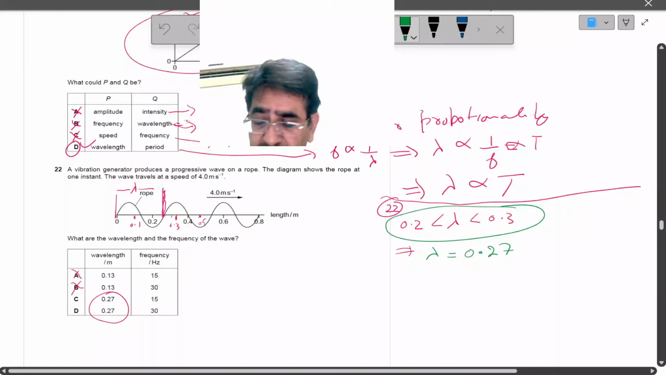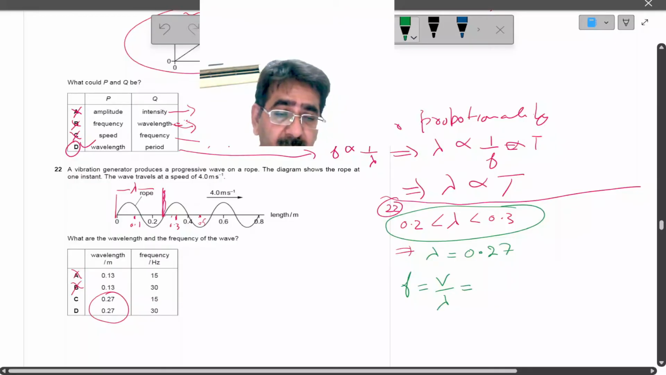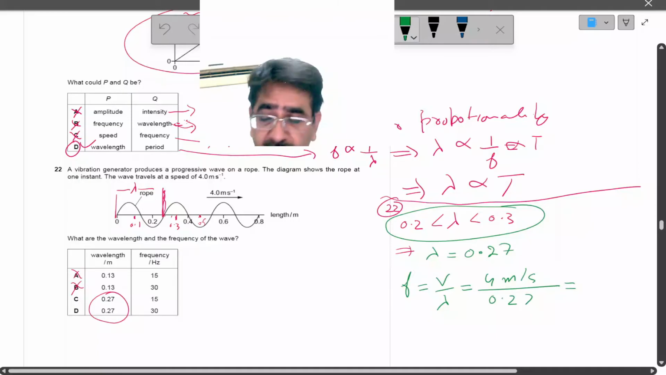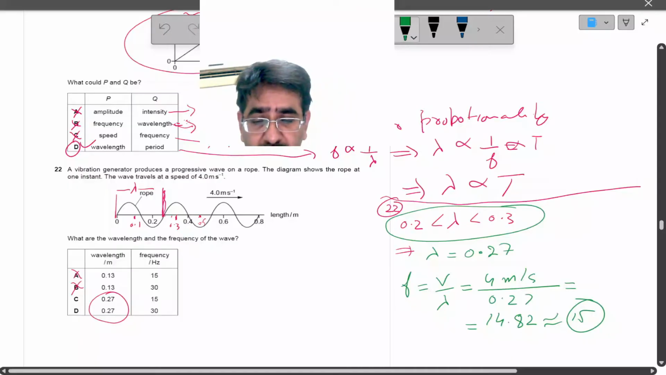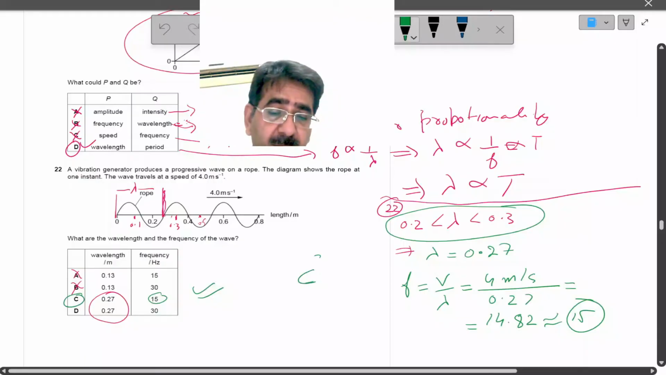What is the frequency formula? Frequency is actually v over lambda. V is given, v is 4 meters per second, and lambda is 0.27. After calculating, this will be 14.82, near to 15. So this will be 15, and the best answer is C.